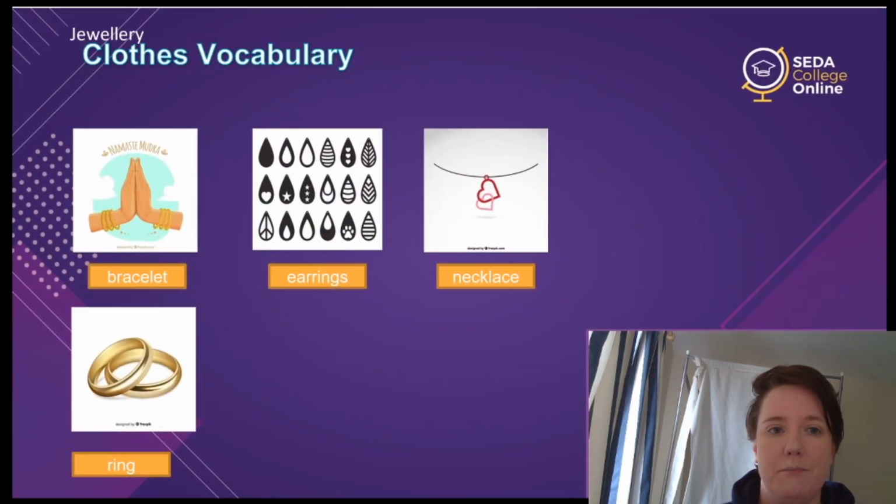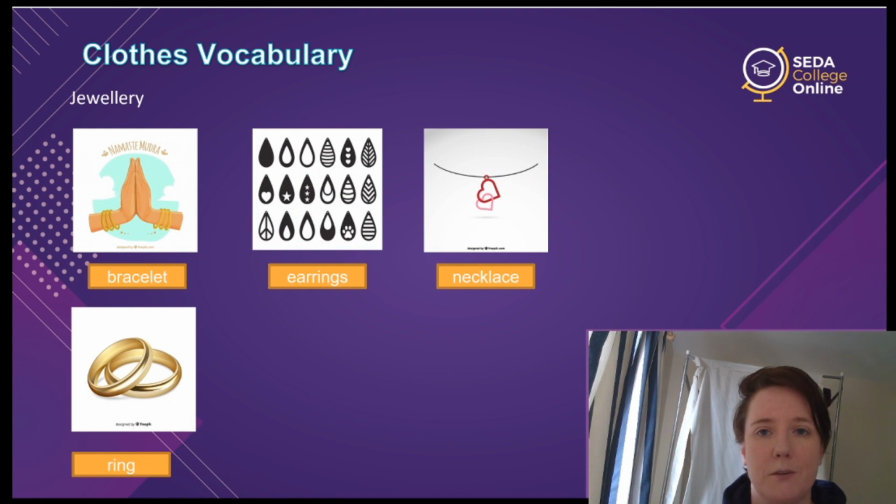Now the last one, we have jewellery, okay? So, bracelet. And we wear a bracelet around our wrist, okay? So you put a bracelet around your wrist. The next one is earrings. And you wear earrings on your ears.